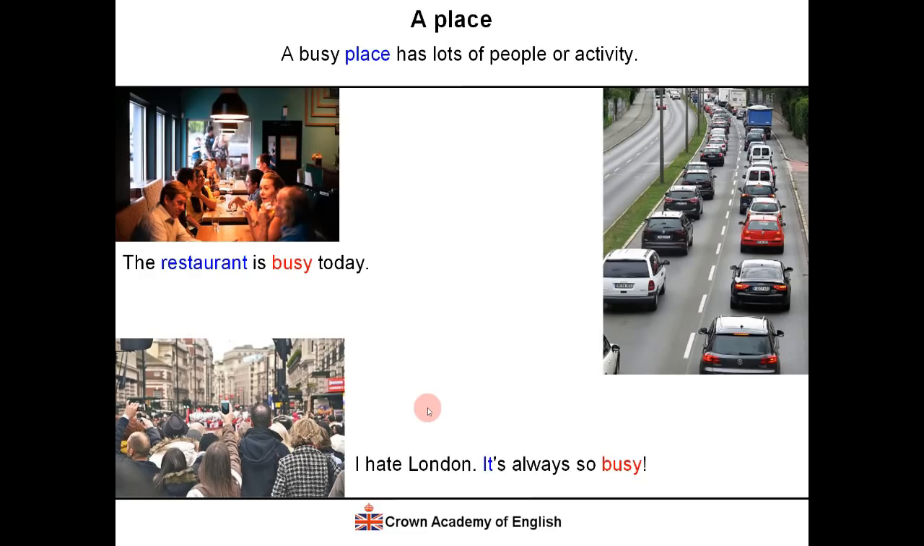And another very good example is this road is very busy. So a busy road is a road where there is lots of traffic, lots of cars. Okay, so here in fact is a traffic jam. So you could say to someone, for example, be careful when you cross the road because it is very busy. Okay, so a busy road.